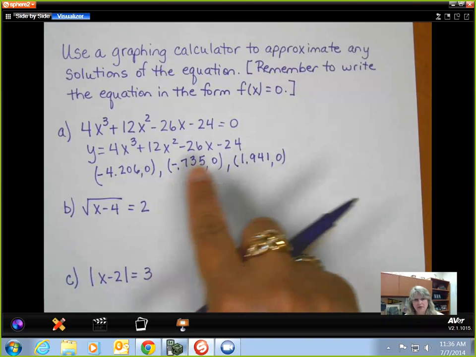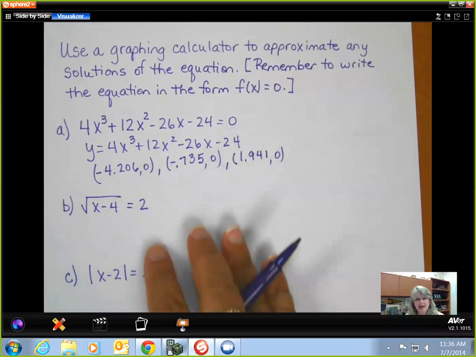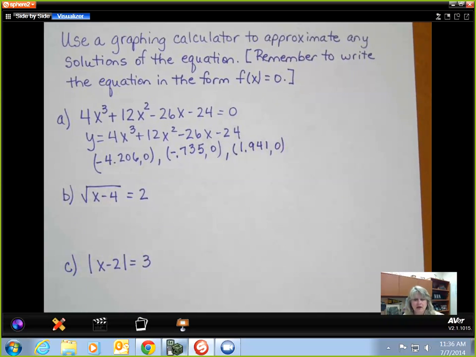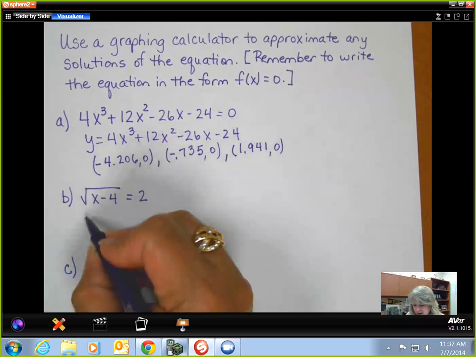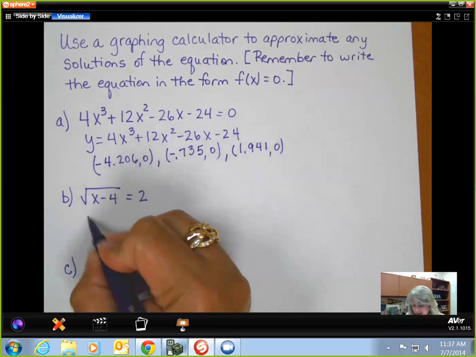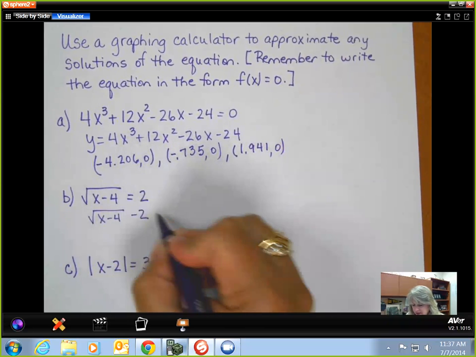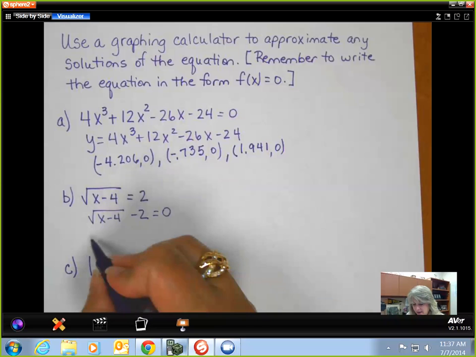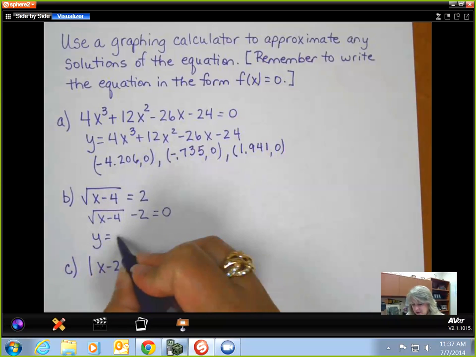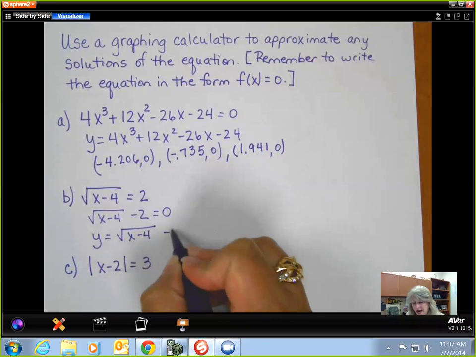These were our 3 x-intercepts, or our 3 zeros. On this next one, we have the square root of x minus 4 equals 2. But remember, we said we had to have everything equal to 0. So we're going to rewrite this. We're going to subtract the 2 over, make it square root of x minus 4, and then minus 2 equals 0. So when we type it in our calculator, we have y equals the square root of x minus 4, and then we're going to subtract 2.